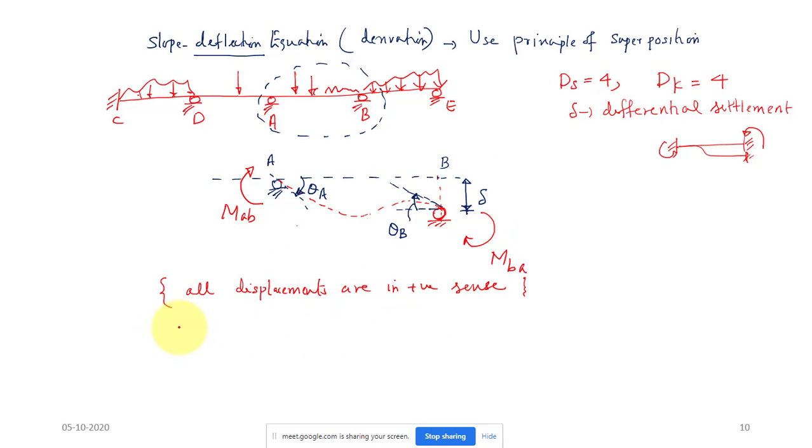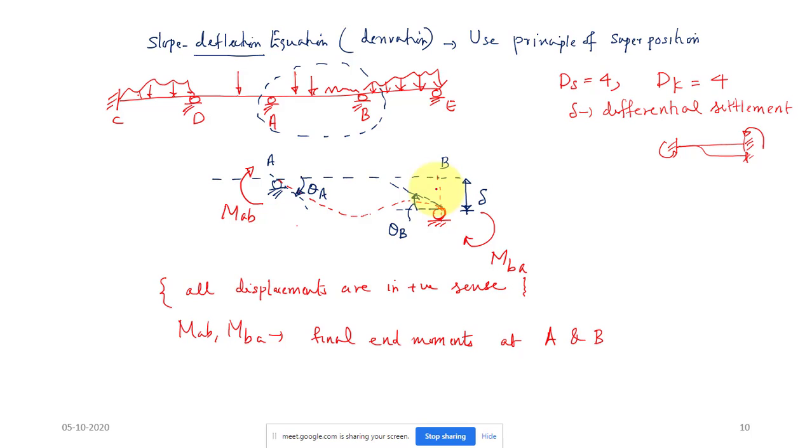And what are MAB and MBA? These are the final end moments in the structure, the final end moments at A and B. Our final aim is to find these moments, MAB and MBA, that is, to form the equations for MAB and MBA in terms of these displacements. That is our final objective.